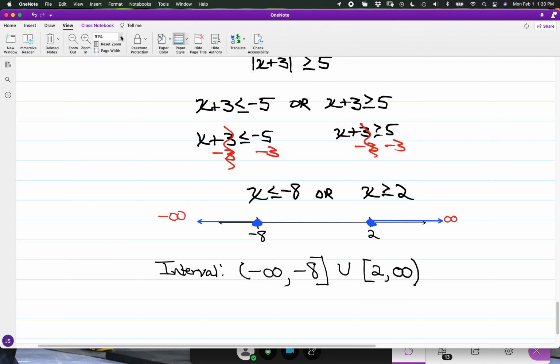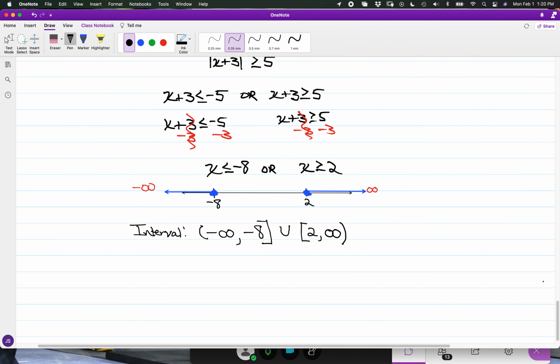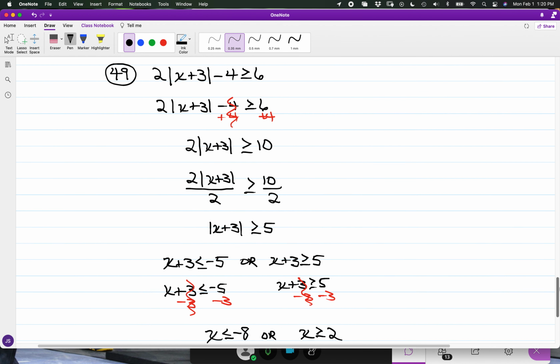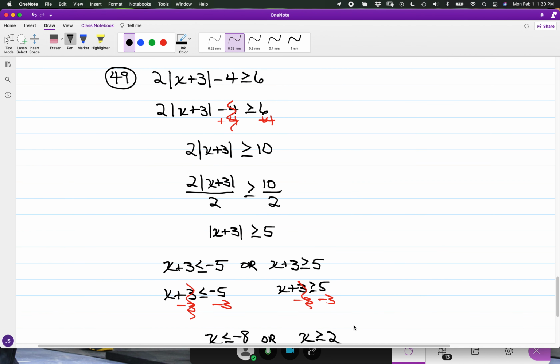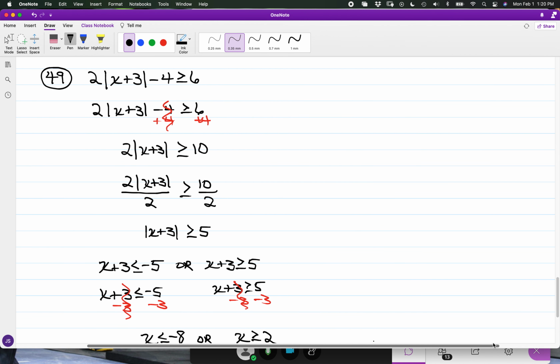Now, what we have is sort of a special case for number 52. You have that the absolute value of 2x plus 7, followed by the addition of 5, is less than 1.